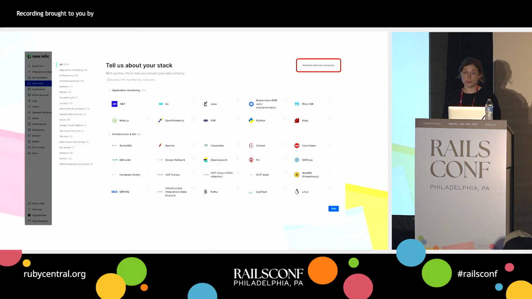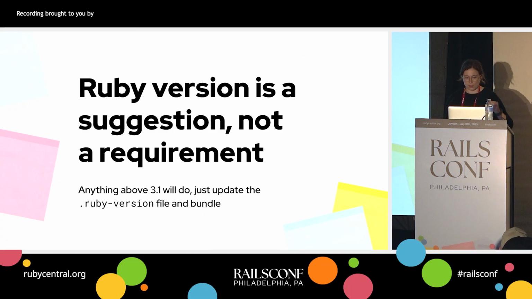Is everyone good on the observability vendor situation? Do people feel okay? Cool, nice. The Ruby version is a suggestion, not a requirement. If you don't have 3.4.2 installed, just change your Ruby version file. As long as you have something 3.1 or above, that should work.